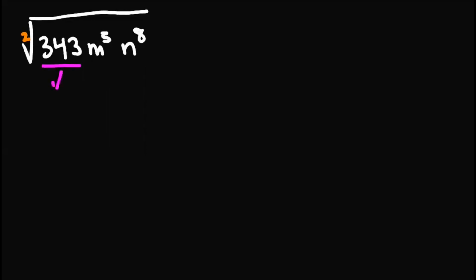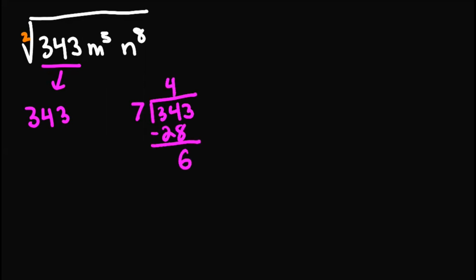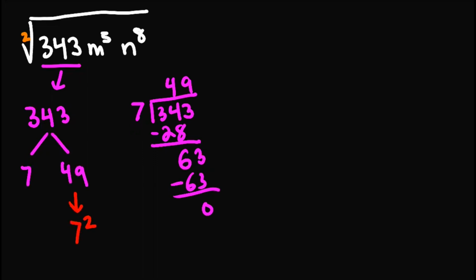So first, for 343, although it doesn't seem like it, this one is actually divisible by 7. So we have here 7 divided by 343. This will give us 4. 28. Subtract that will give us 6. Then we have here 3. This will be 9. And so we have here 7 and 49. Then note that 49 is equal to 7 squared.